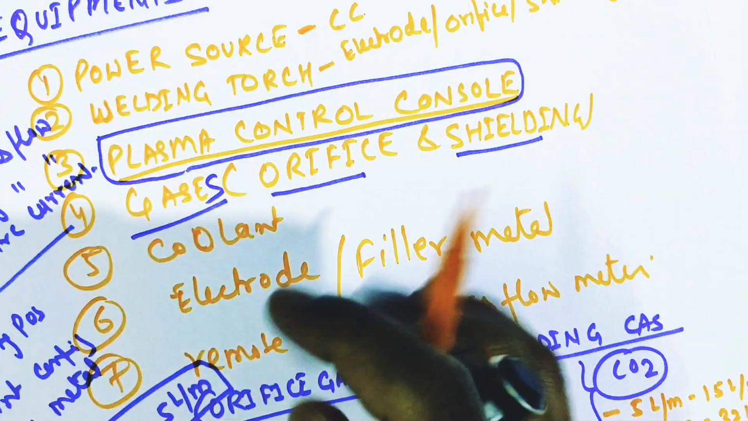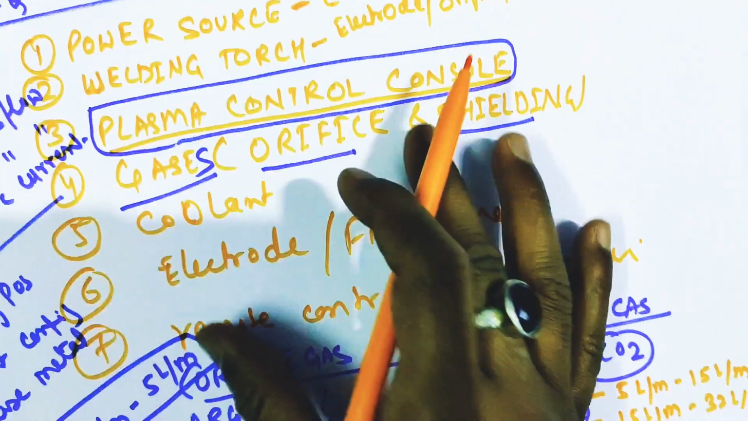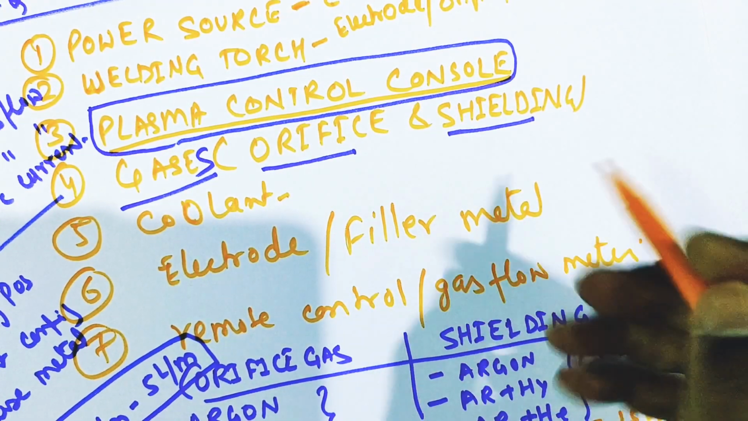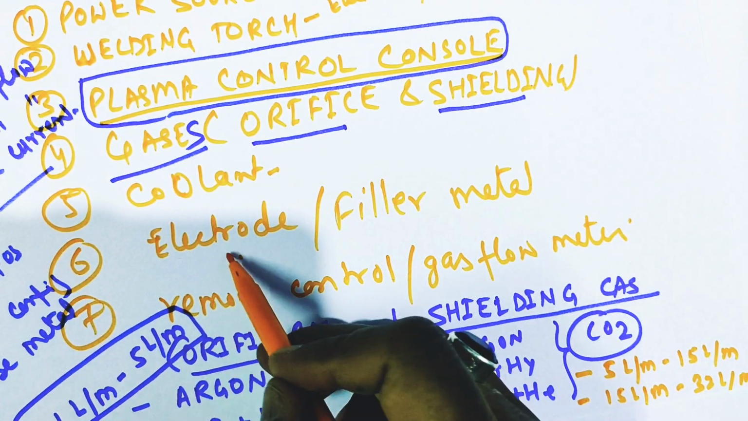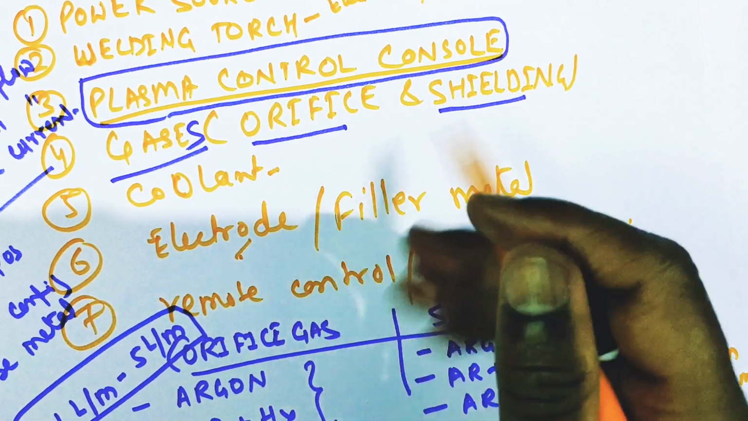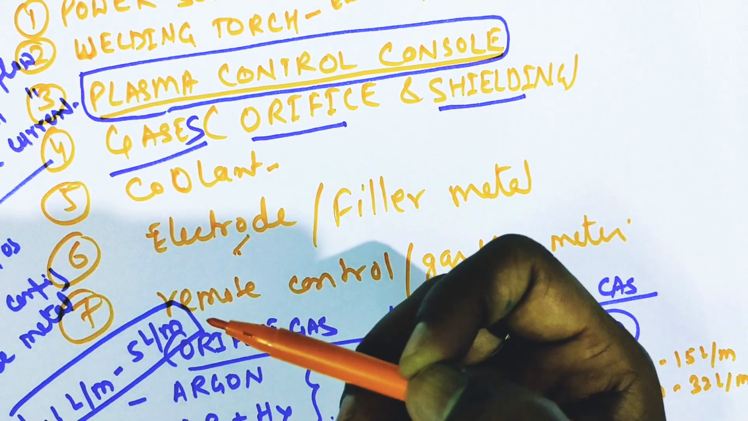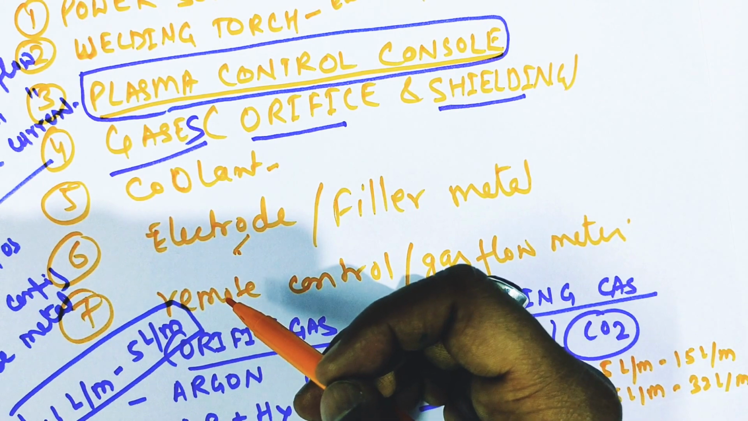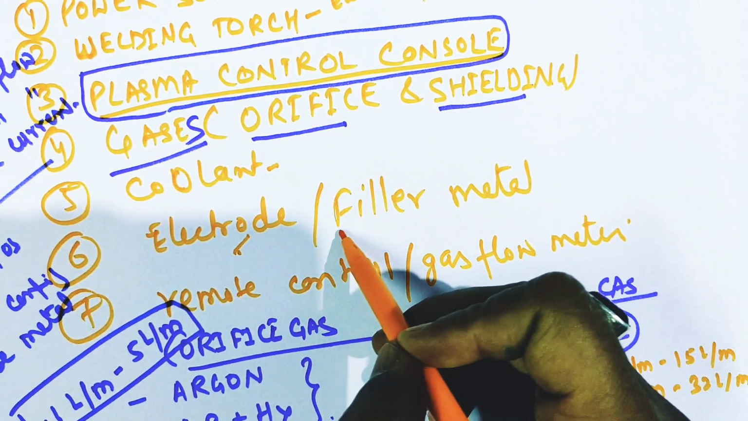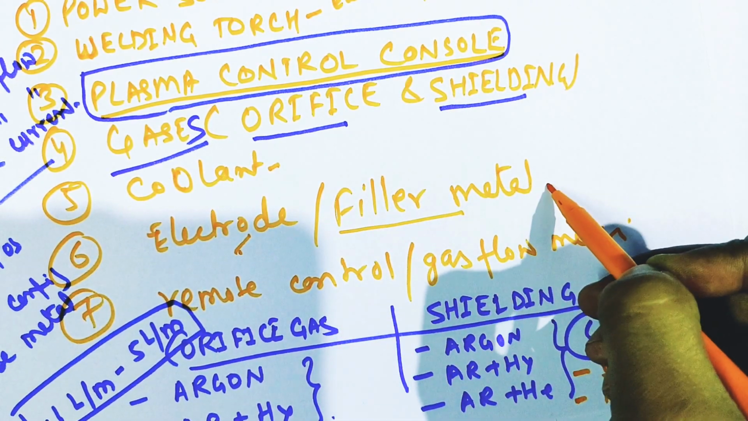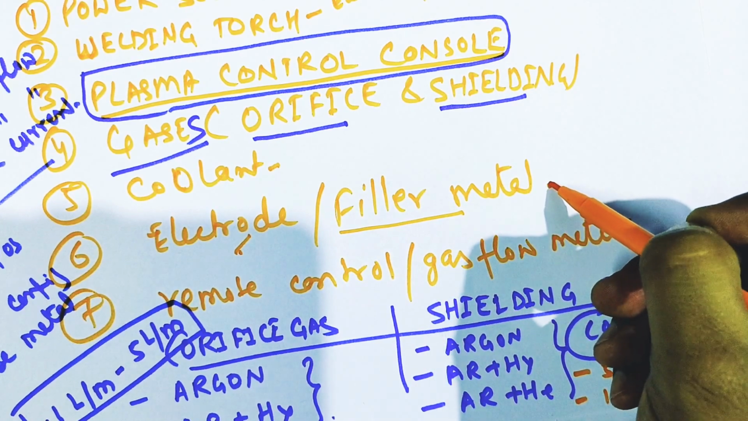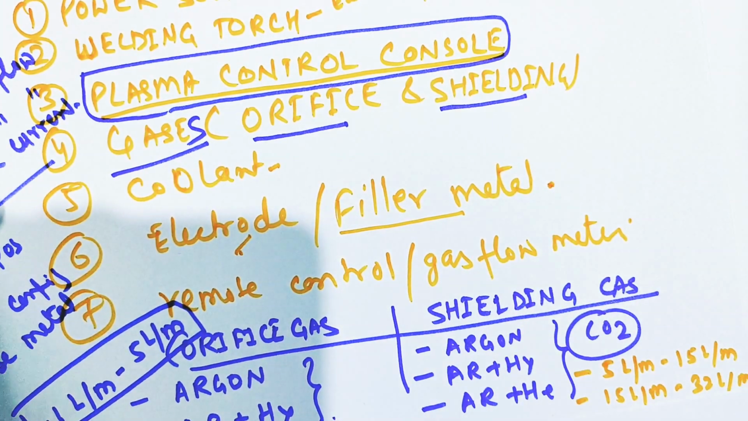Now friends, we talked about the gases. Now coolant is used to cool the torch. And for the electrode, we use tungsten electrode, and that tungsten can be slightly mixed with thorium or thallium or cerium. And filler metal specification is the same as TIG welding filler metal specification. So this is something about the equipment.